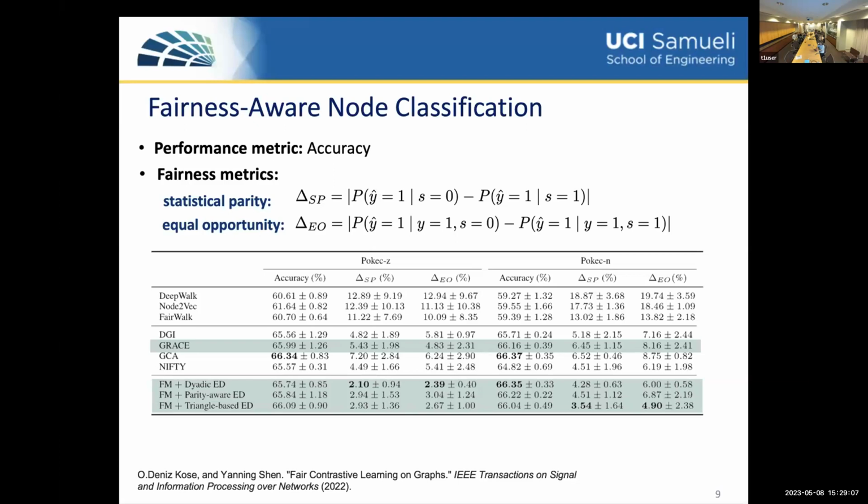So Y hat here is the estimated label. So you can see that, for example, equal opportunity is the similar true positive rate, meaning that if Y is equal to 1, Y hat is also equal to 1. So they want to make the discrepancy in terms of a true positive rate smaller. Make sense? Yes.